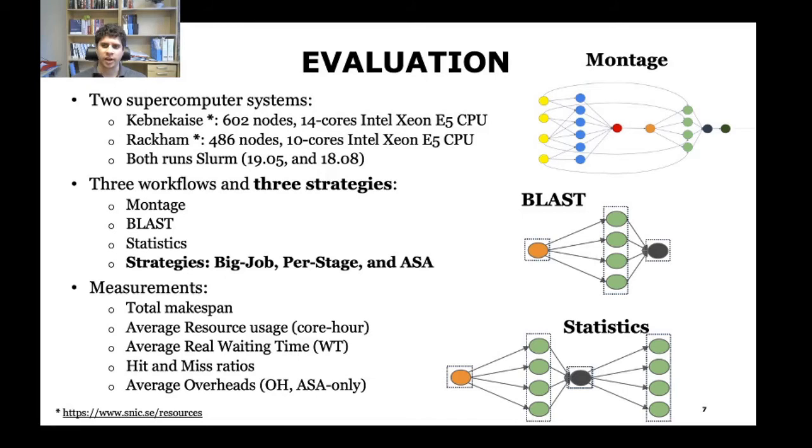Finally, in Kebnekaise, we repeated the workflow execution 60 times, with up to 112 cores, and the same number of repetitions in RACKHAM, but using 160, 320, and 640 cores.